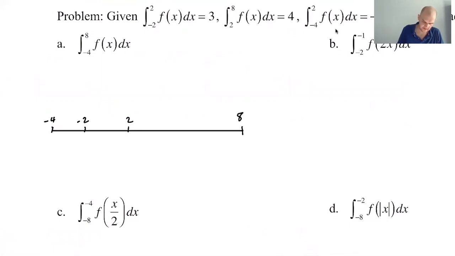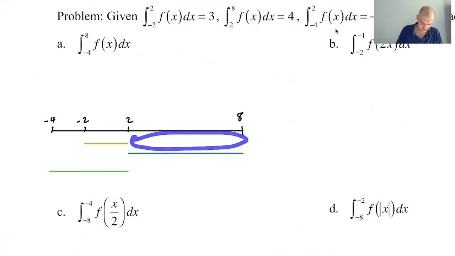All right, so what do we know? We know -2 to 2. That's a thing that we know. And then we know 2 to 8. So we can use that if we need to. And then we know -4 to 2. You can almost anticipate the questions. We can find this for sure, we can find this, we can find this. There's a lot of things that we can find, and that's probably what we need to do.